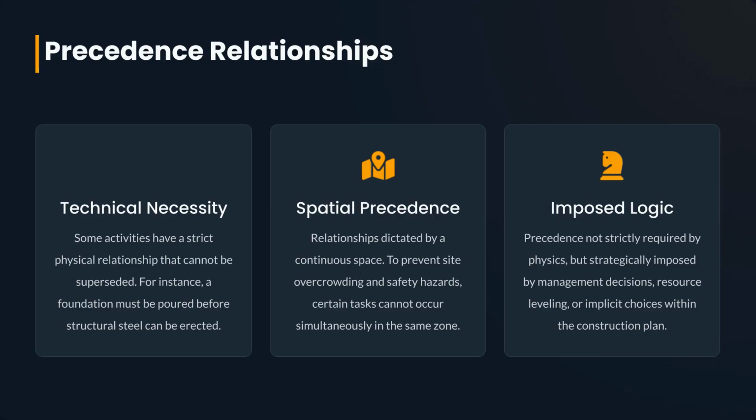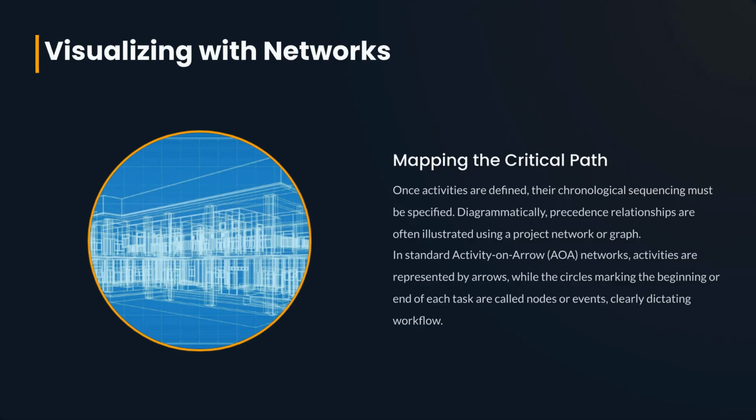Finally, there is imposed logic. These are strategic choices made by management, perhaps delaying a task to level out resource usage across the site, even if technically it could start earlier. Once all these activities and their relationships are defined, we need a way to see the big picture. We visualize this chronological sequencing using project networks or graphs.